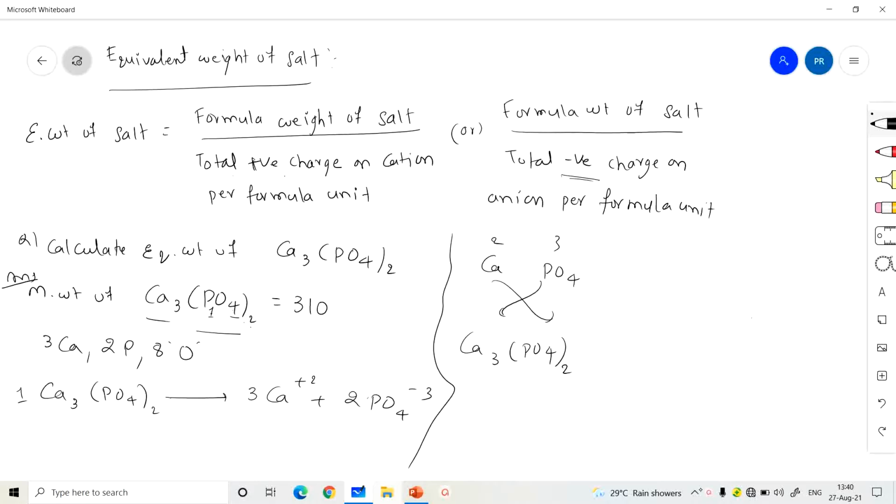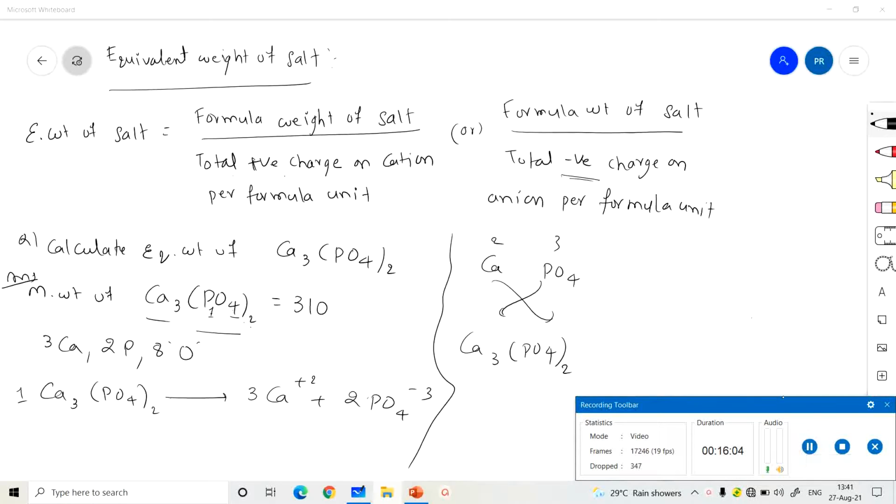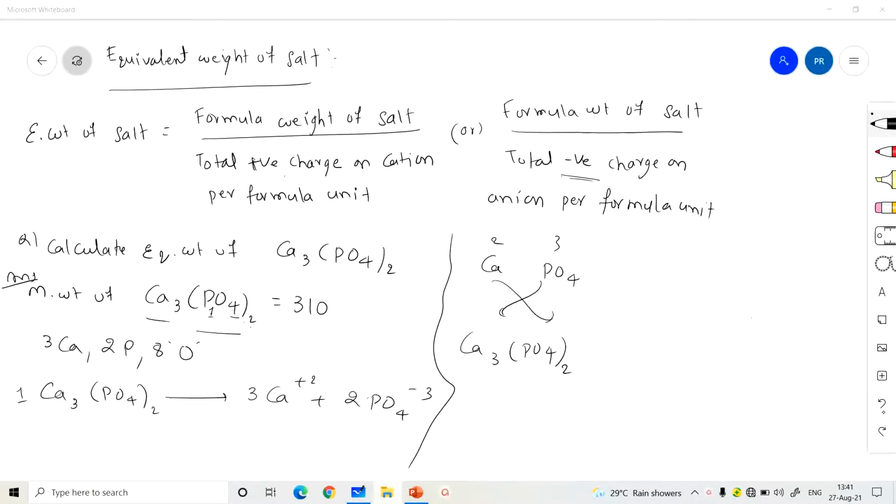So the same thing I am writing here. Is it clear? 3 calciums. Calcium is +2, phosphate is -3. Now come to the point. Here Ca3(PO4)2, calcium Ca2+, phosphate PO4 3-. Now come to the point. Charge 3 into +2, 2 into -3. So total positive charge we may take or total negative charge, any one but not both.